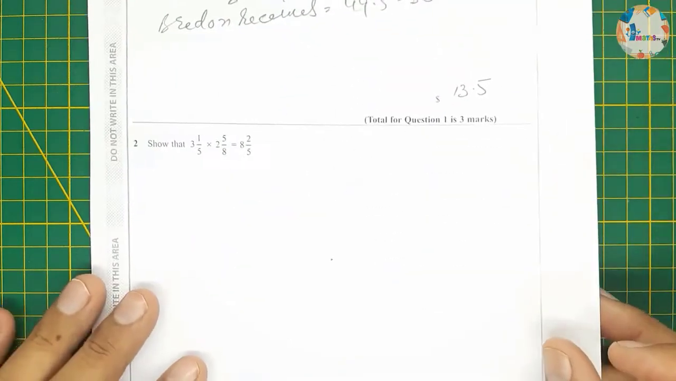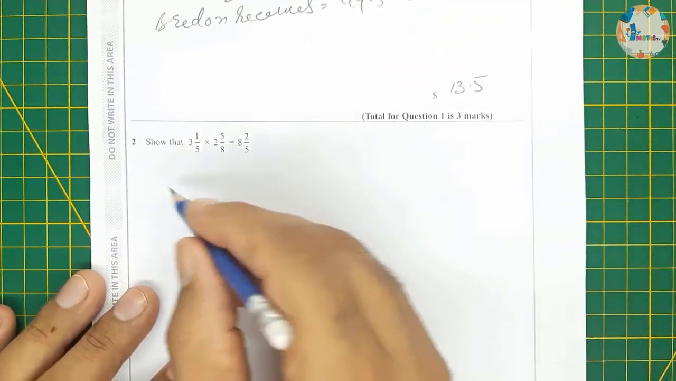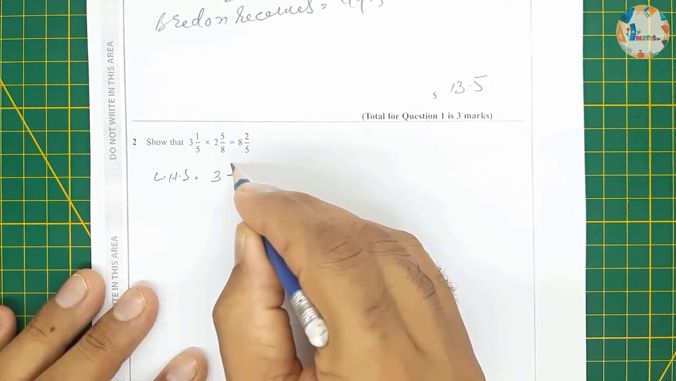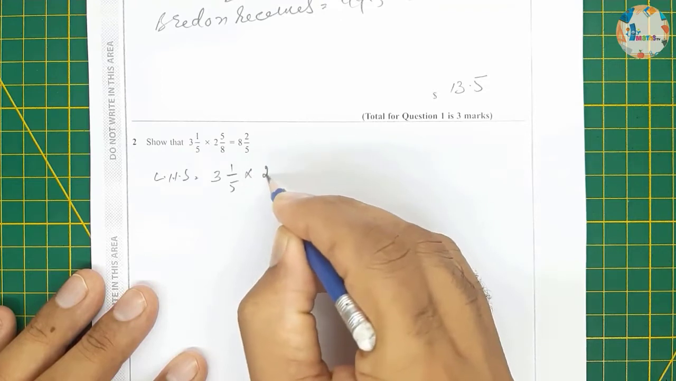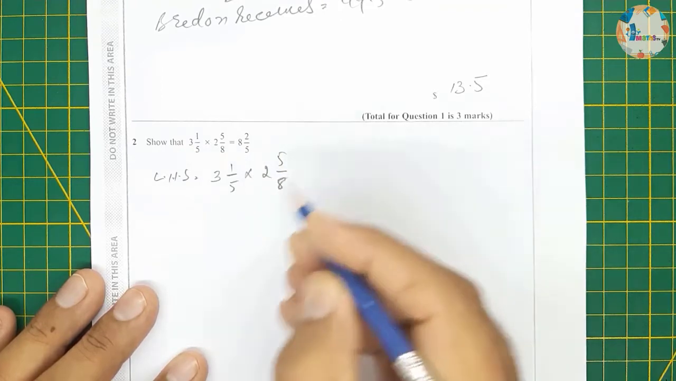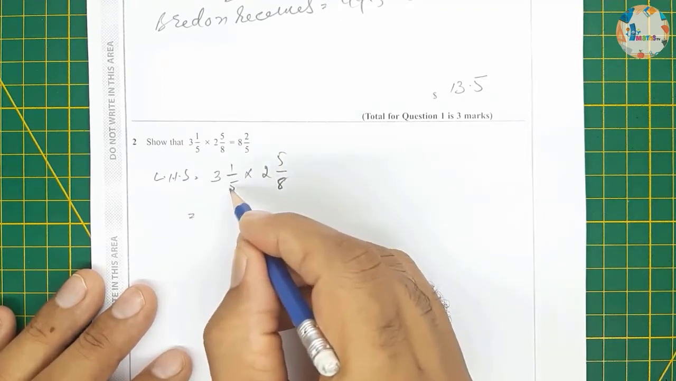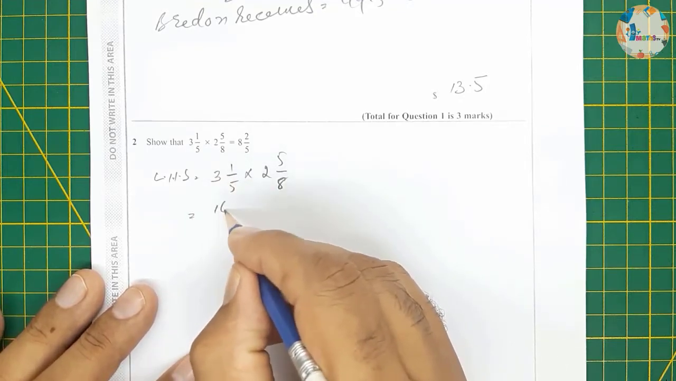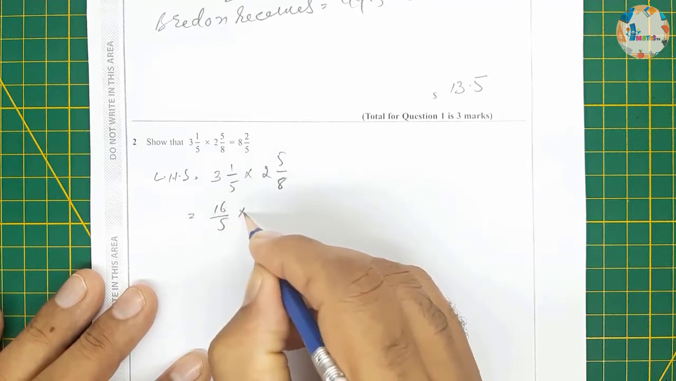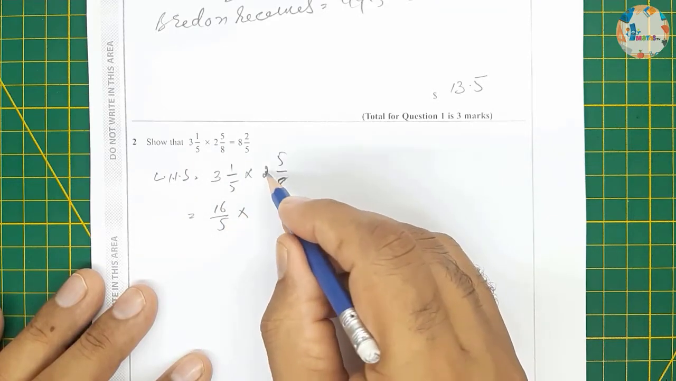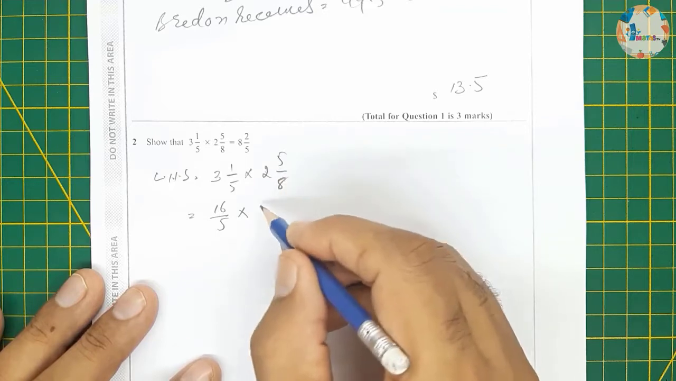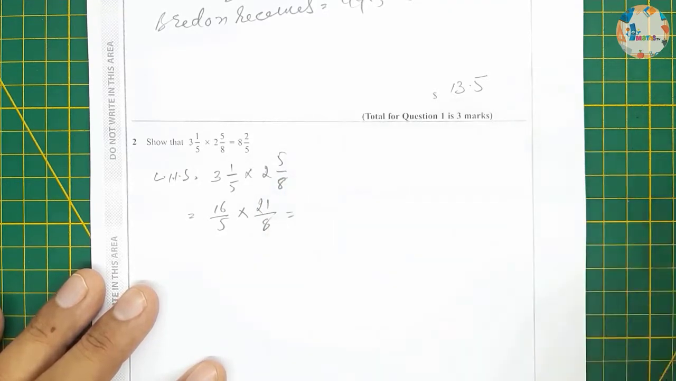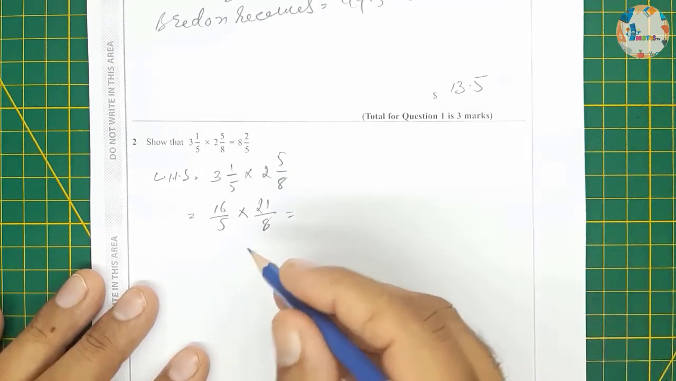Now the next question, question number 2, show that this is equal to this. We'll take the left hand side, which is equal to 3 whole 1 by 5 into 2 whole 5 by 8, and we can simplify. 5 into 3 will be 15. 15 plus 1 will be 16. So 16 by 5 into this: 8 2s are 16, 16 plus 5 will be 21. So 21 over 8.